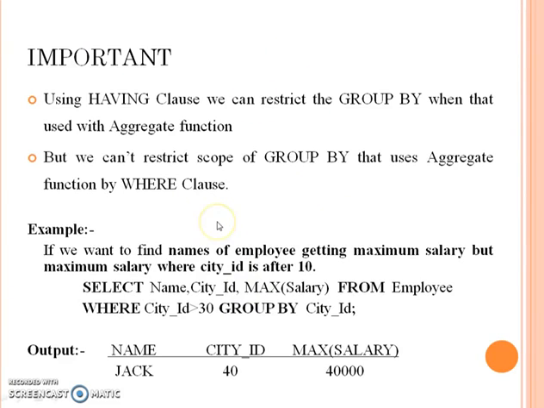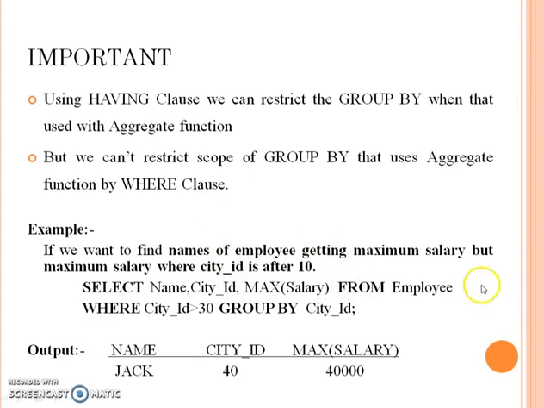One more important thing is that using the having clause, we can restrict the group by with the aggregate functions, right? But we can't restrict the scope of a group by that uses the aggregate function with the where clause. So aggregate functions can restrict the scope only when used with the having clause, but if they are used with the where clause in a group by statement, the scope cannot be restricted. This is a simple example for it.